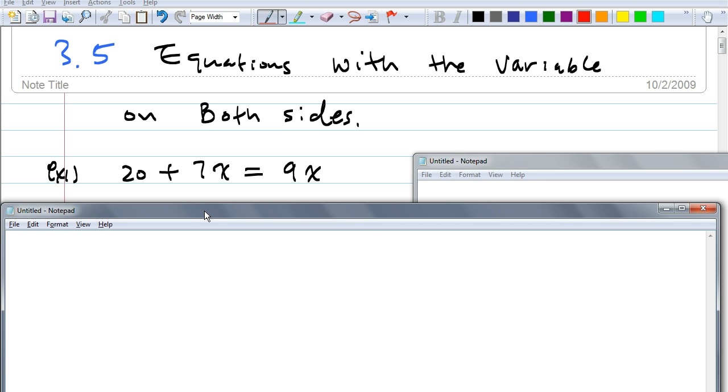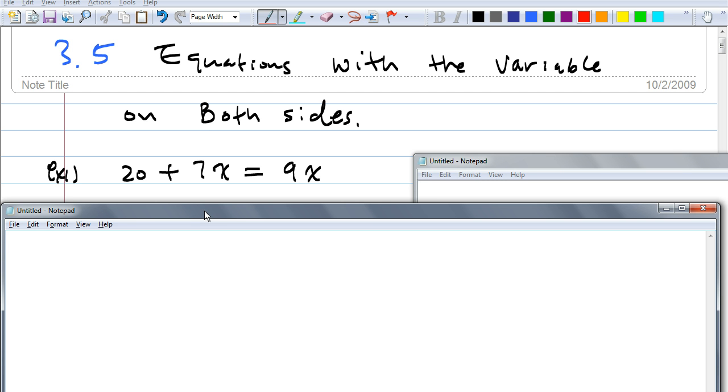But is this sort of easy to solve anyway? What do we do? Okay, Tajwar, what do you think? You just subtract the variable from the... Yeah, you could subtract one of the variables from both sides to get rid of it, or add, something like that. So which one should we get rid of, 7x or 9x?